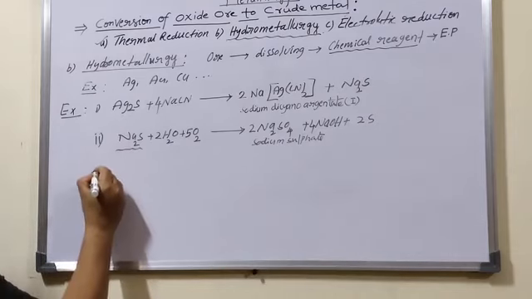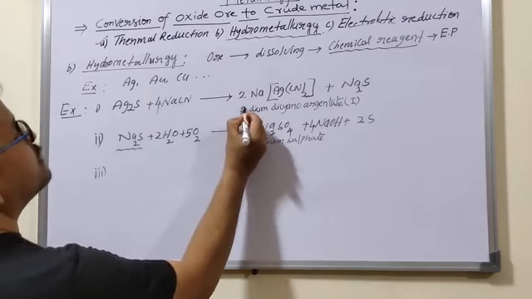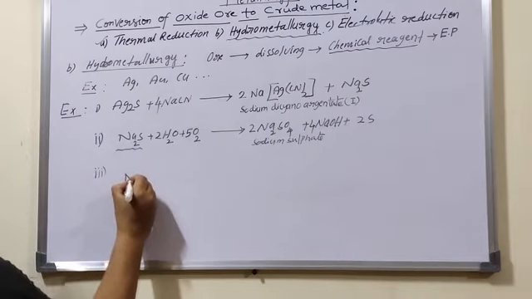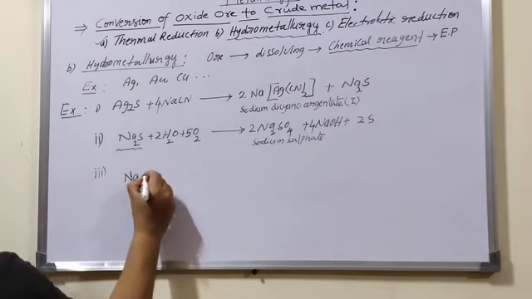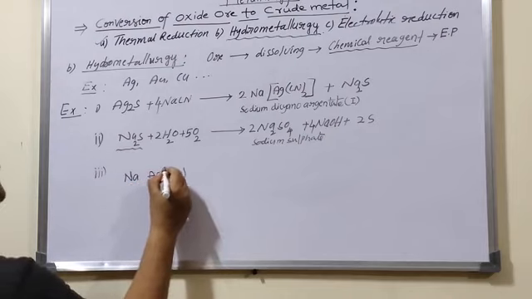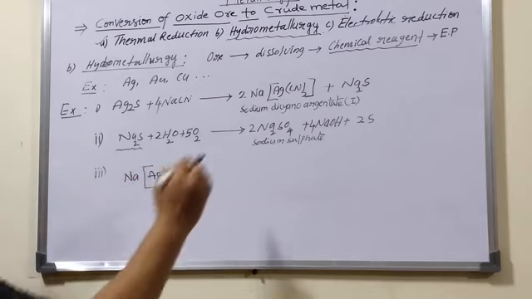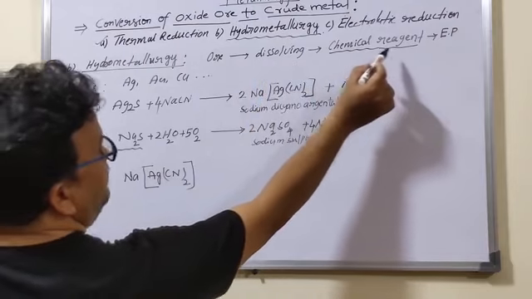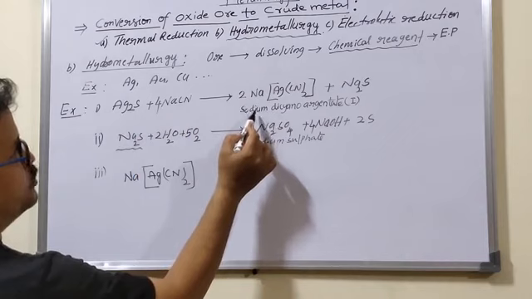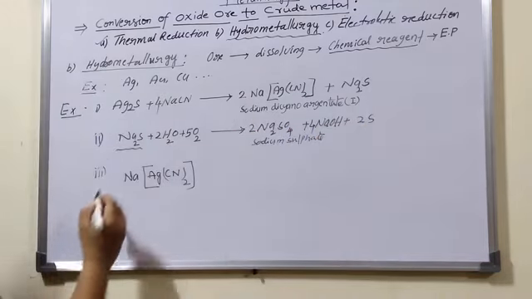And the next main process: this complex compound, sodium dicyanoargentate, is treated with electropositive metal. Look here: ore is dissolved in a chemical reagent, we got a complex sodium dicyanoargentate, and further it is treated with electropositive metal.